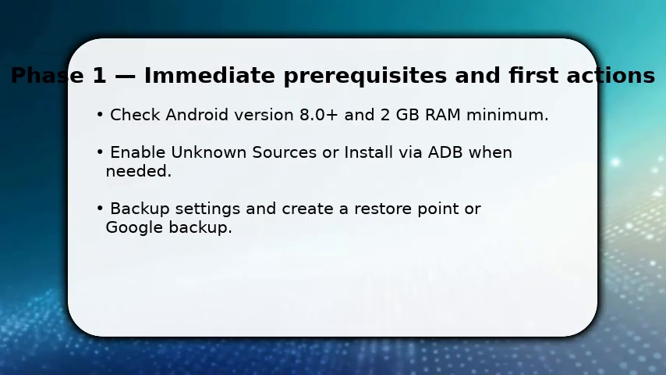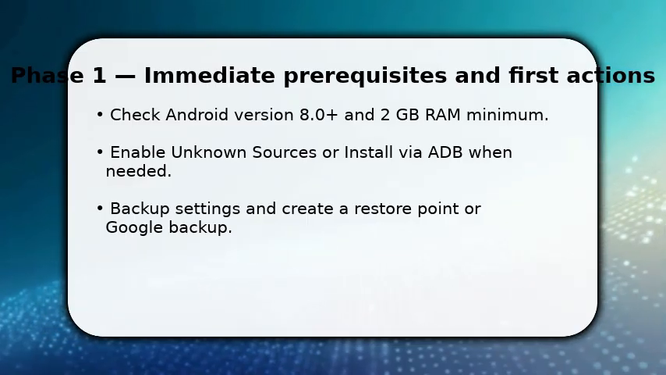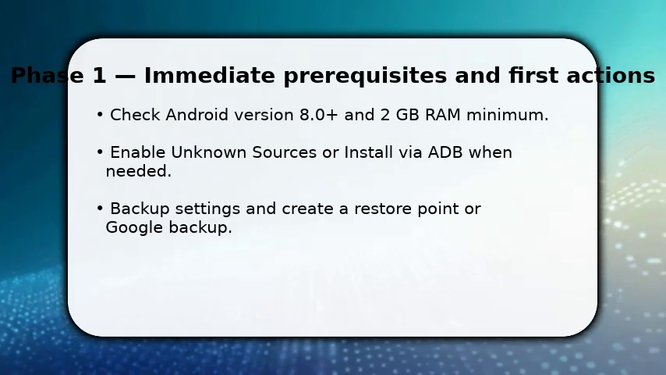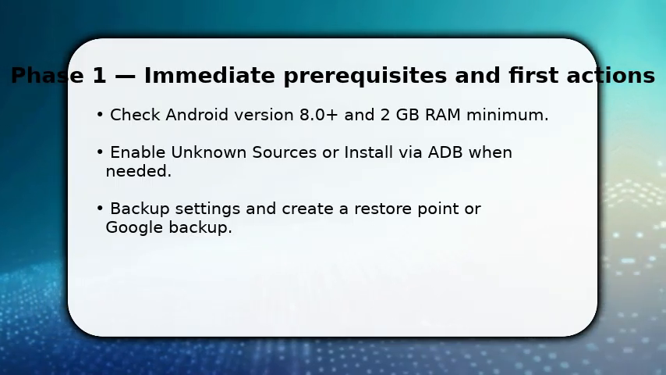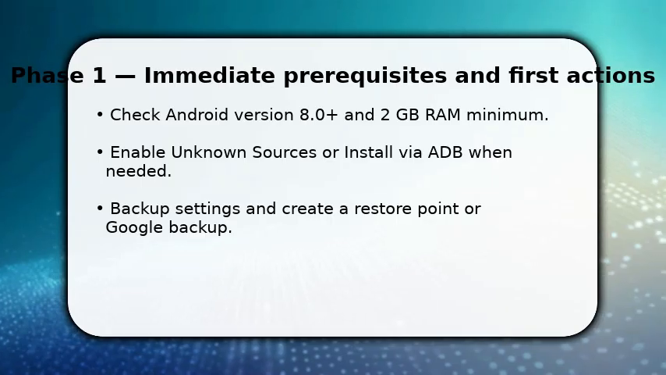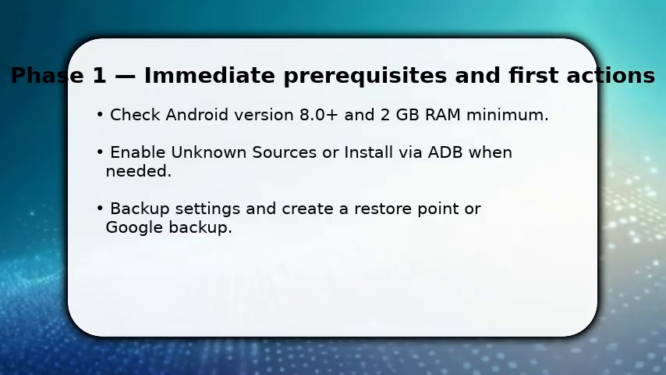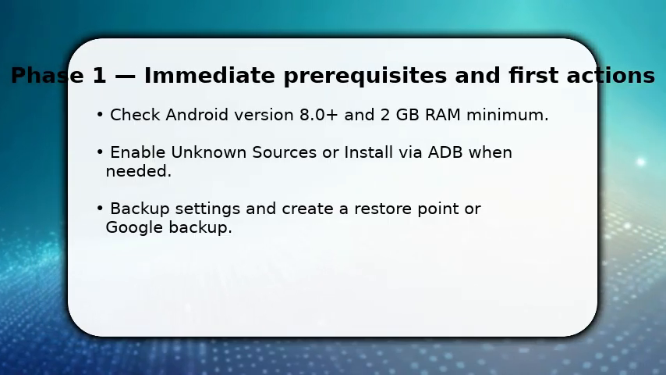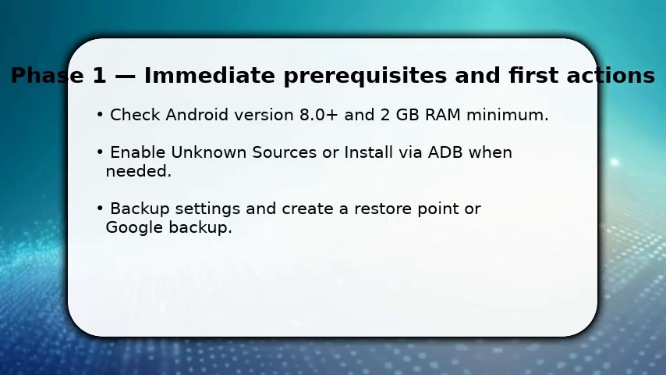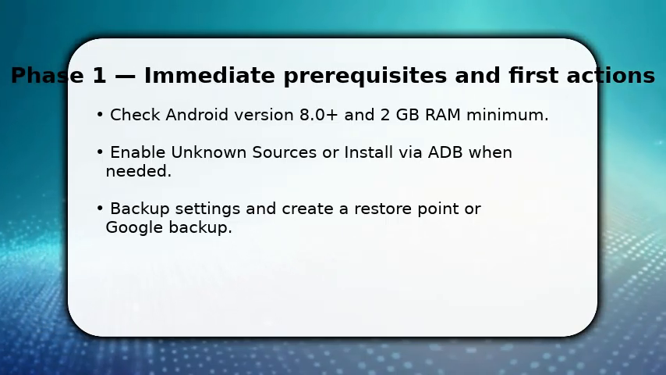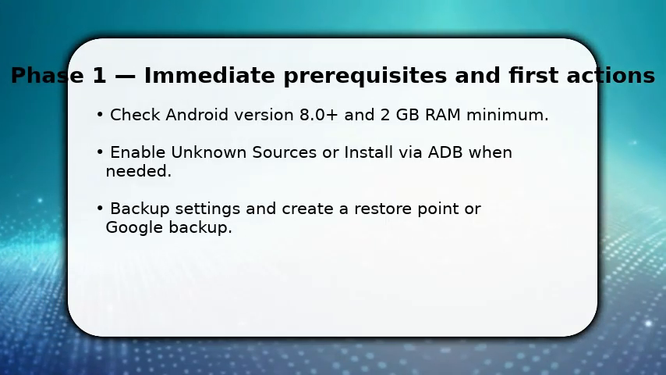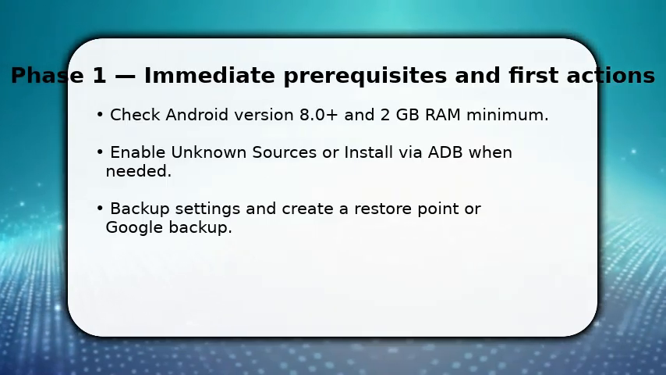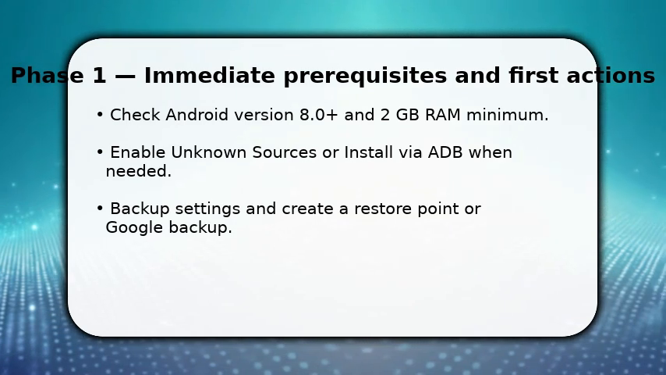You start by preparing the device. Make sure Android 8.0 or newer, and at least 2 GB of RAM are available because the launcher and ported APKs need resources. Next, enable installation from unknown sources or plan to use ADB. This lets you sideload files safely. Once done, backup current settings to Google or a local image so you can restore if anything breaks. Also, charge the phone above 50% to avoid interruption during large installs.